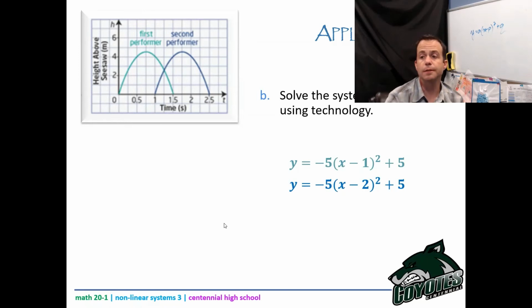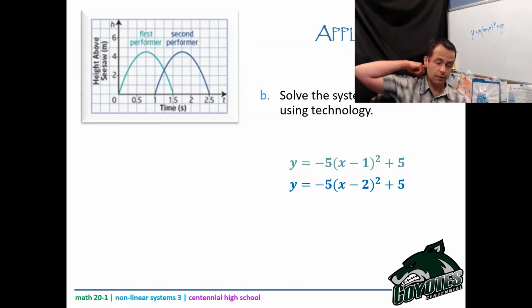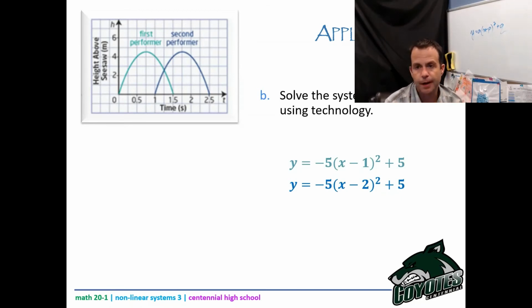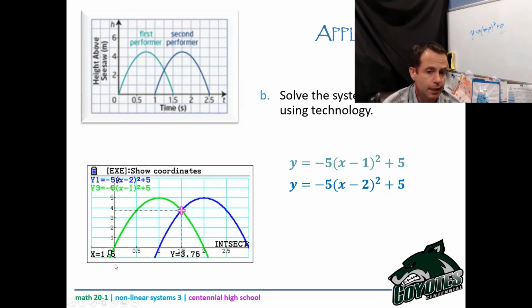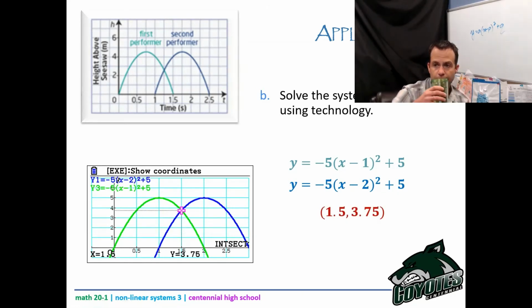And then you want to solve it graphically. If you're a TI kid, you go second trace 5, enter, enter, enter. If you're a Casio kid, you go F5, F5. And you should get a point on the bottom of your screen that says x equals 1.5 and y equals 3.75. Okay, so the solution is (1.5, 3.75).